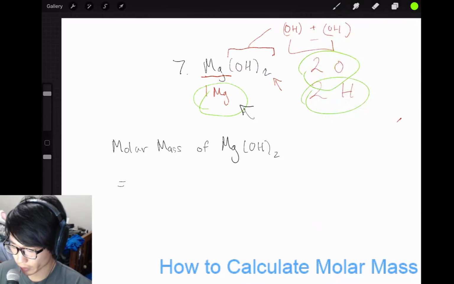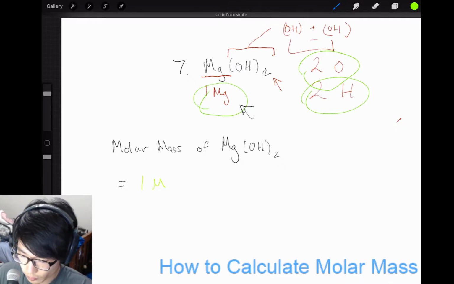My 1 magnesium. Oh, my bad. Let me do that in a different color.